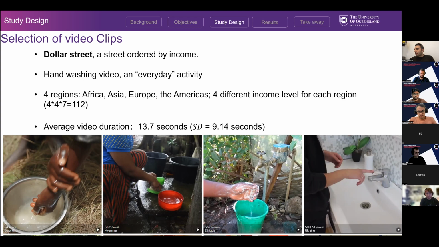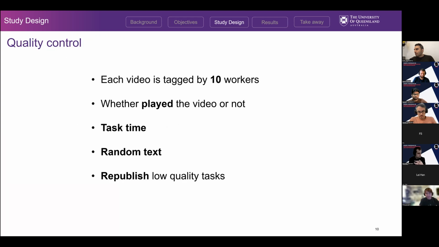The first one is the region. We select the videos from Africa, Asia, Europe, and Americas, and also from 4 different income levels for each region. So in total, we got 112 short videos. And next I will talk about the quality control method we used.